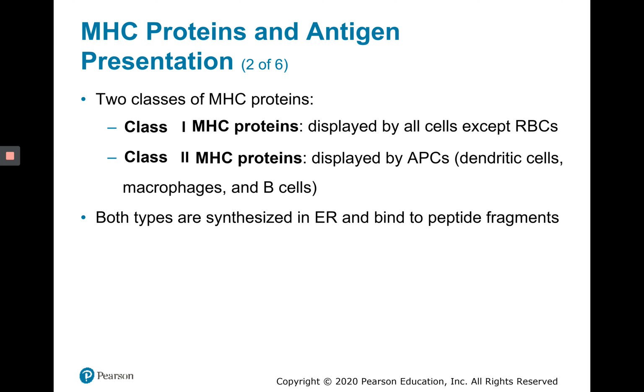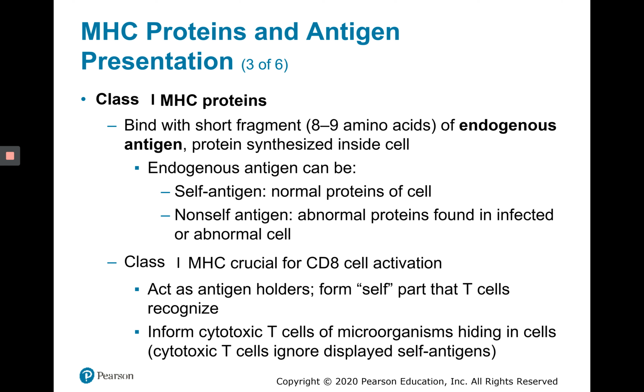If we're looking at the class 1 MHC protein, we want to note that it binds with a short fragment, which is an 8 to 9 amino acid length endogenous antigen. This protein is synthesized inside the cell. An endogenous antigen could be a self antigen or a non-self antigen. A normal protein of the cell would be a self antigen. An abnormal protein found in infected or abnormal cells would be a non-self antigen.